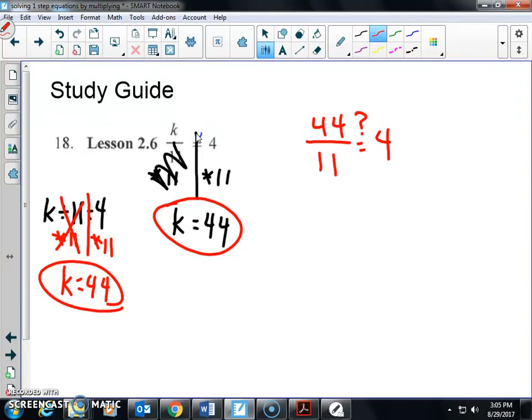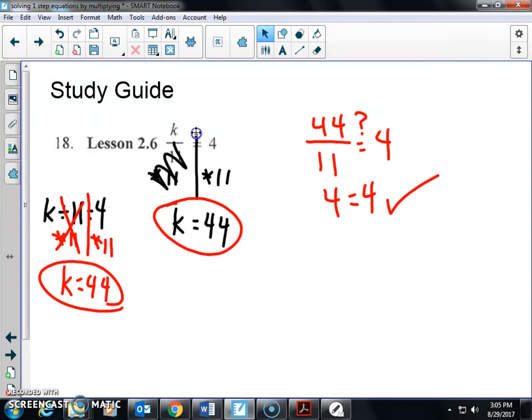Let's see. 44 divided by 11 is 4. And on the right I got 4. On the left does equal 4 on the right. Check. I know I did it right. I just proved it using substitution.